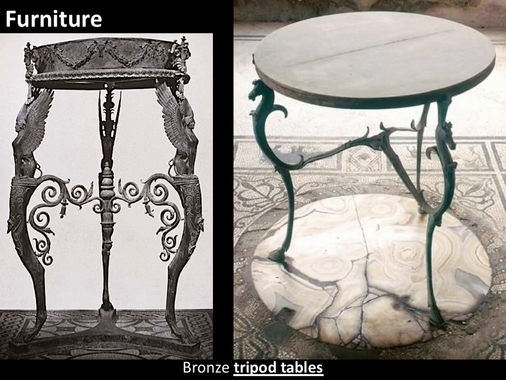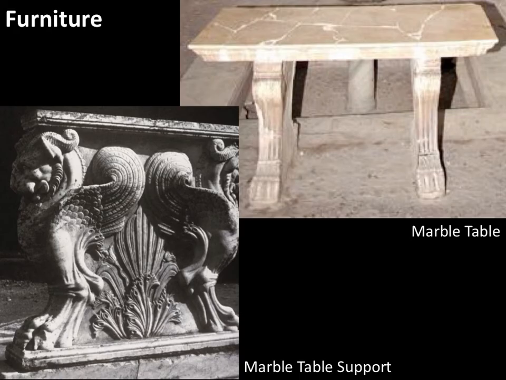More tripod tables. Again, a very high level of craftsmanship and use of marble, carved marble. And so we're seeing in these pieces of furniture the same kinds of decorative motifs that we've seen in the architecture. It's mythological characters, it's animals, and these wonderful Greek and Roman decorative motifs.